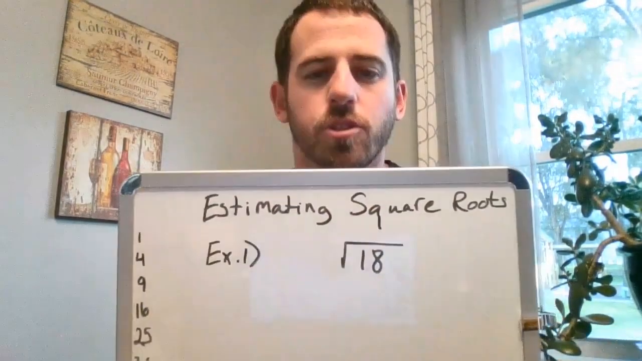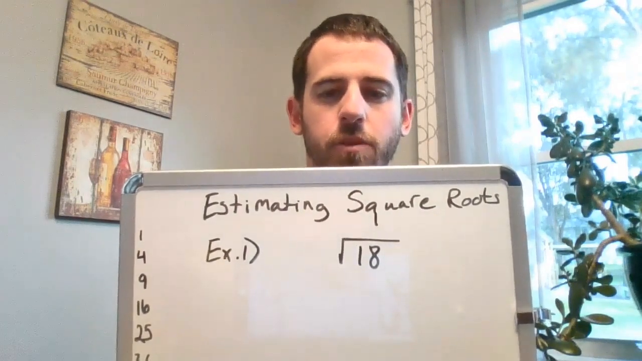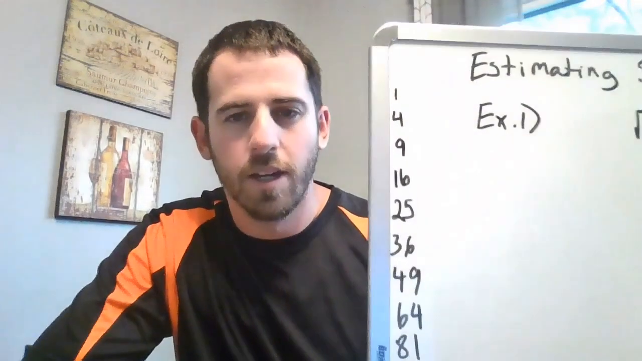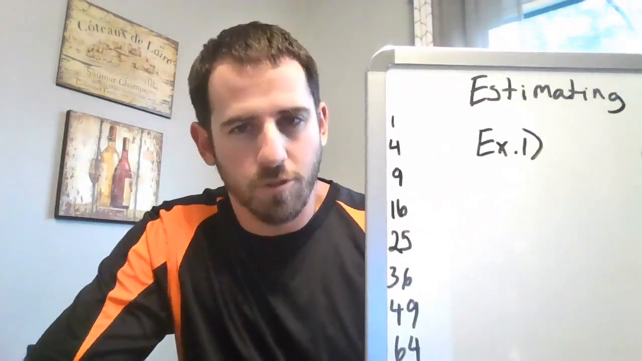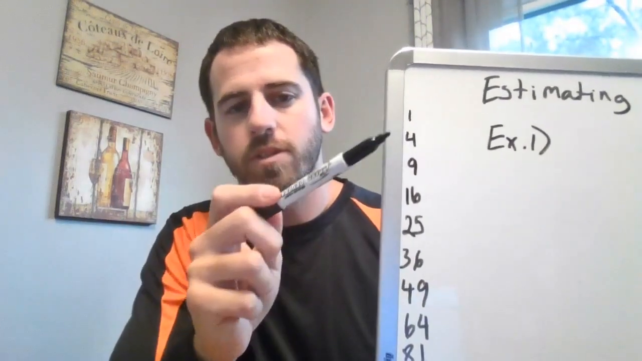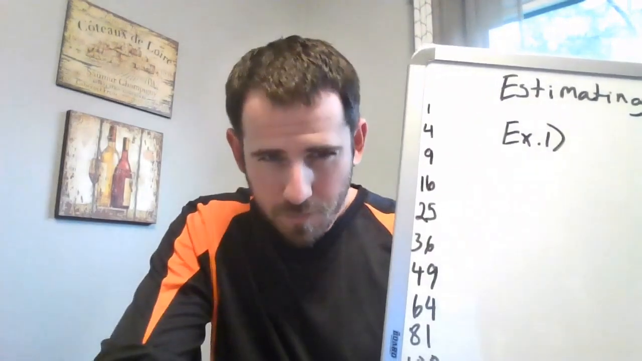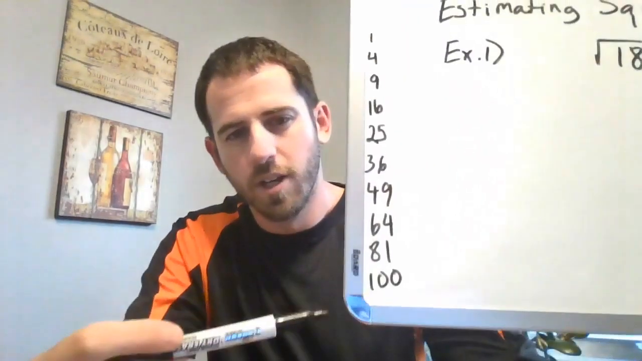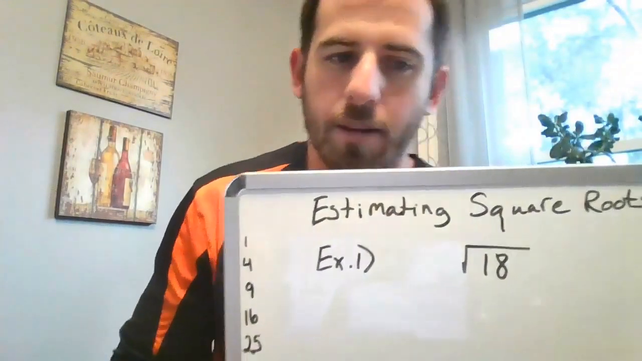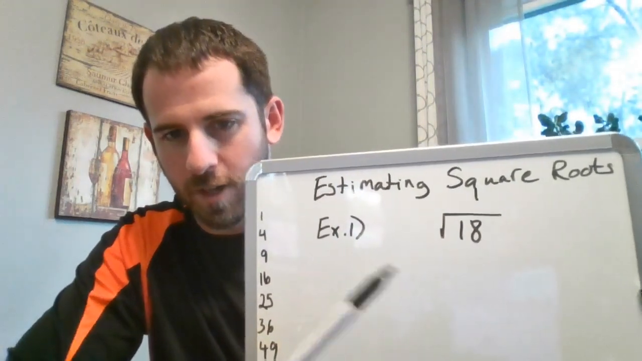Example 1, we are going to do the square root of 18. The first thing you want to do, you'll notice I wrote on the side here, is make a list of your perfect squares. If you memorize them, that's what you're supposed to do, but if you don't, make a list. 1 times 1 is 1, 2 times 2 is 4, 3 times 3 is 9, and so on. Just go through the list until you realize you need the next one. I just made it to 100, which is 10 squared, for now. So, first step, identify where the square root of 18 falls between.